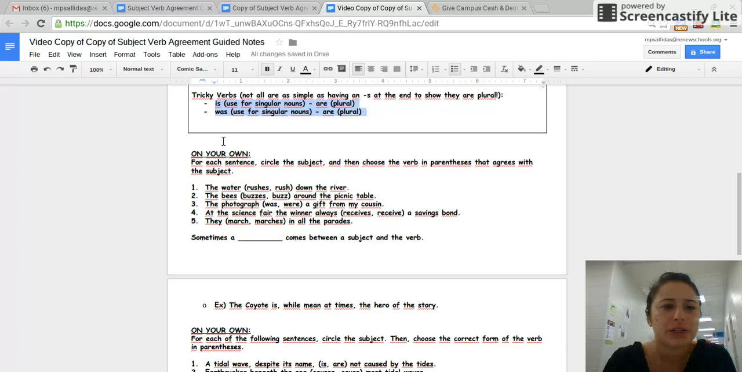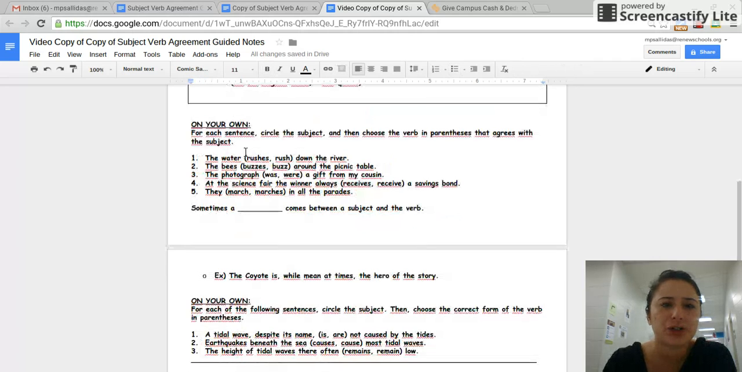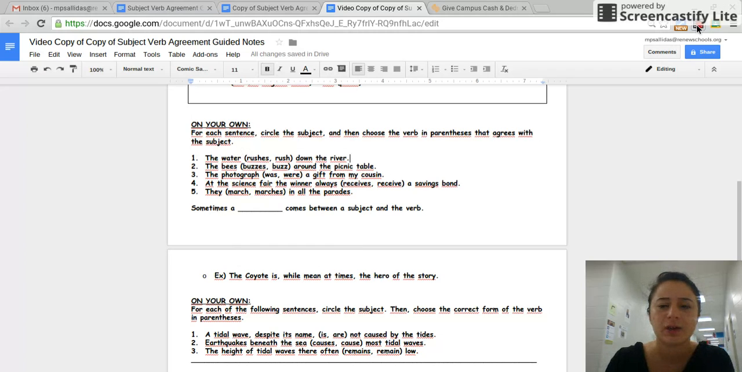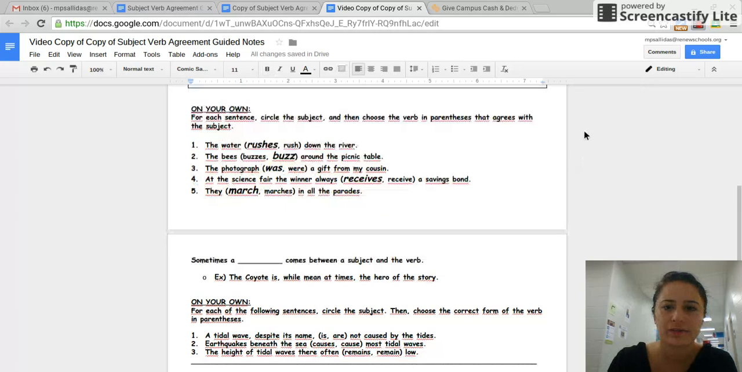So now do this on your own. For each sentence, circle the subject and then choose the verb in parentheses that agrees with the subject. Pause the video and do this, and then unpause when you're done with 1 through 5. Go ahead and check your answers for 1 through 5 right here. The correct answer is made bigger.